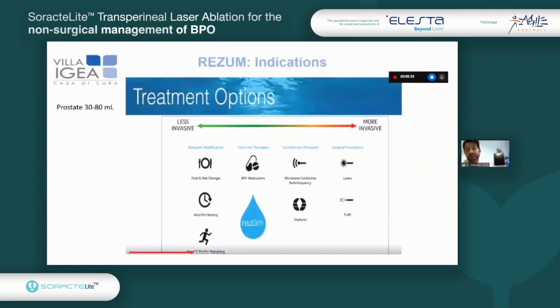The indication, as we heard before in the presentation of Dottoressa Secco, is that Rezum is something in between a classical surgical procedure, like HoLEP or TURP, and medication. It suits patients who want to preserve ejaculation but don't want the side effects of medication, or want to get rid of the medication. We can treat prostates from 30 to 80, and that's how we should consider this kind of technique.